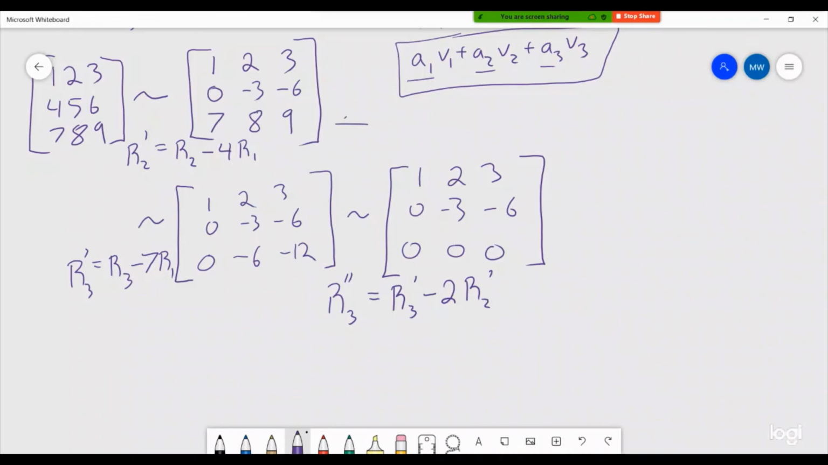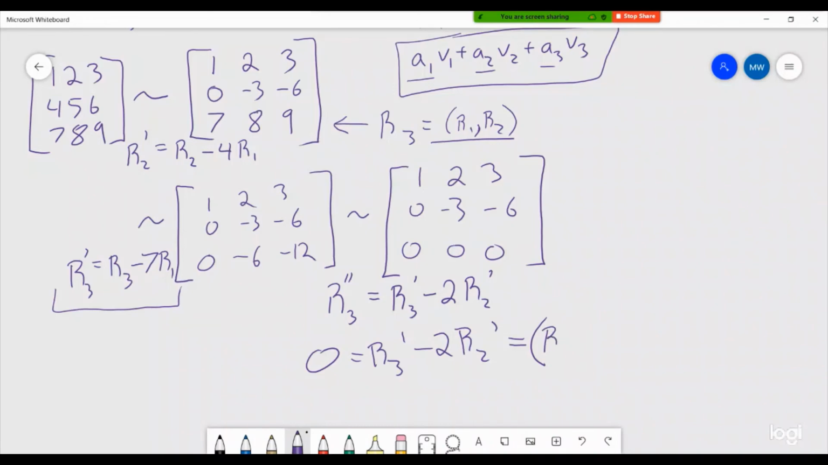So we are going to combine all of these and try and solve for row 3 equals something in terms of row 1s and 2s. If we can do that, that tells us our linear combinations. So row 3 double prime is equal to 0. So we know 0 equals row 3 prime minus 2 row 2 primes. Well, row 3 prime we already know in terms of row 3 and row 1. So this is equal to row 3 minus 7 row 1s minus 2 of our row 2 primes.